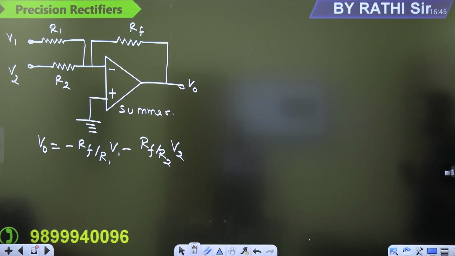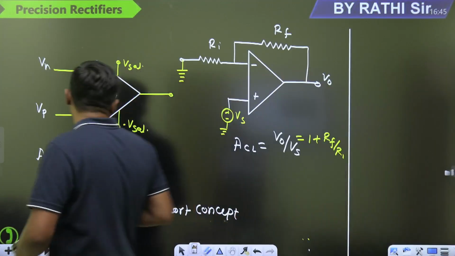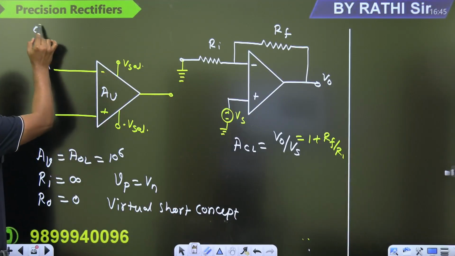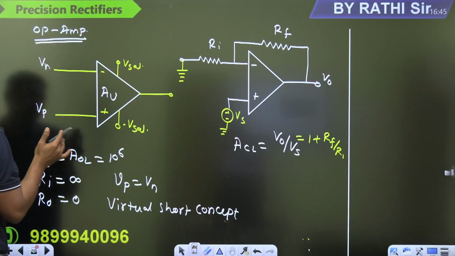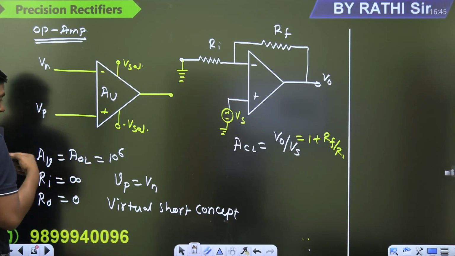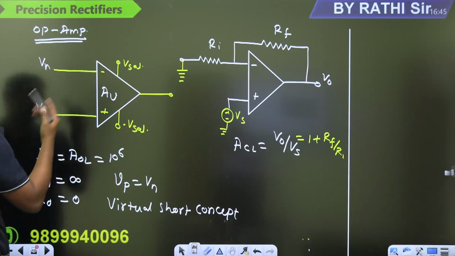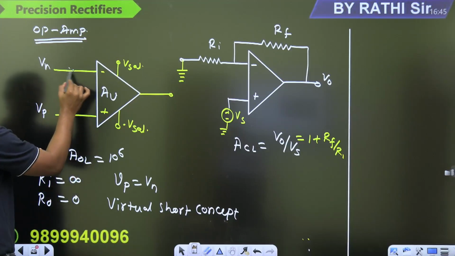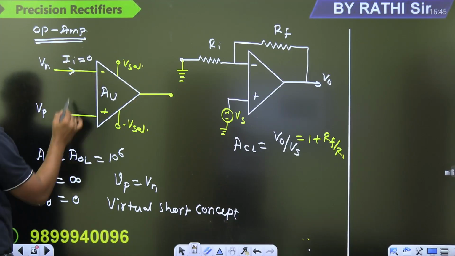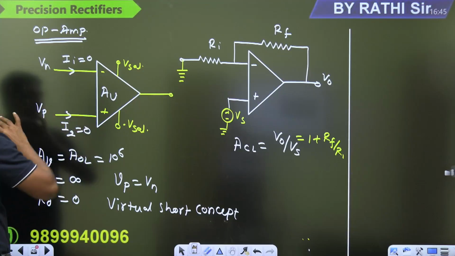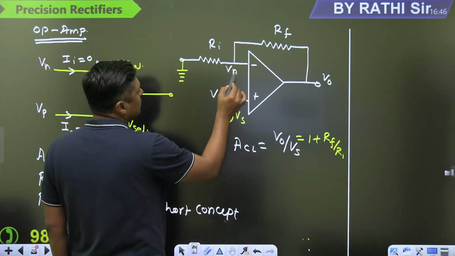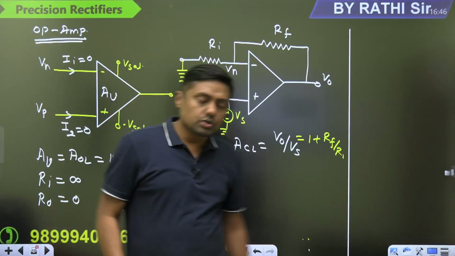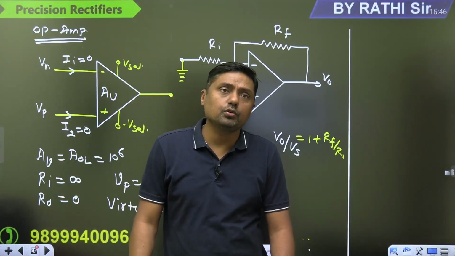Now, this operational amplifier is an active device. We are giving the DC supply 15 and minus 15. The gain is very high, up to 10 to the power 6. Remember, we are going to use this gain. Input resistance is very high, almost infinity, and that's why the current entering the operational amplifier is 0. Virtual short concept means this terminal voltage Vp is equal to Vn. Virtual short and virtual ground we are going to use here.